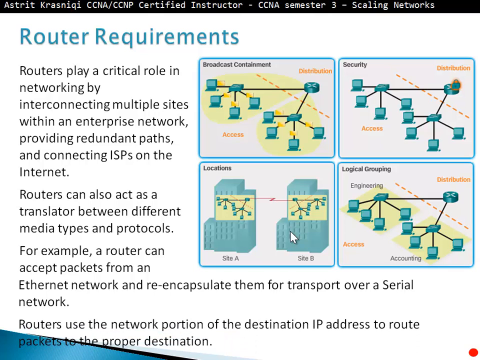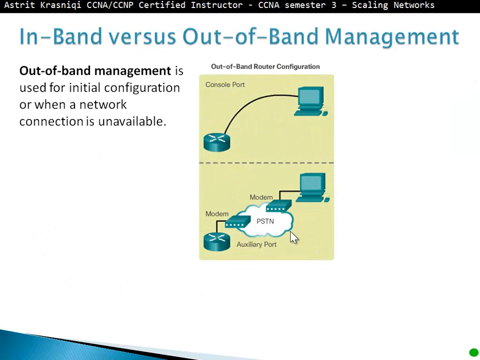Routers use the network portion of the destination IP address to route packets to the proper destination. So for example, once a router gets a packet, the first thing it is going to look at is the destination. Where is it going? Where is the destination? And then it's going to try and find the destination in the routing table to move the packet on. We have in-band versus out-of-band management.